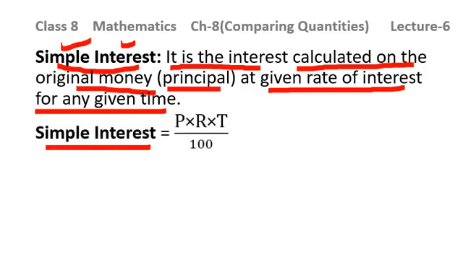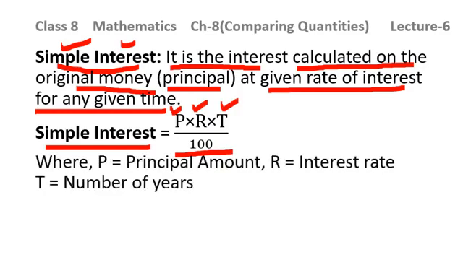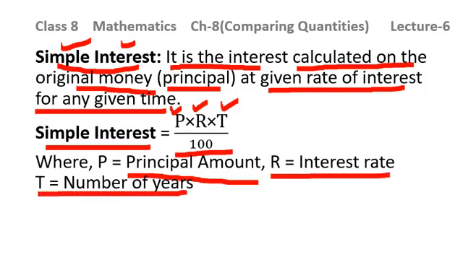The interest which is being paid or calculated on the original money or the principal, at a given rate of interest for any given time. So this is the formula of simple interest: SI is given by P into R into T divided by 100, where P is the principal amount, R is the interest rate and T is the number of years. So this is clear to you.